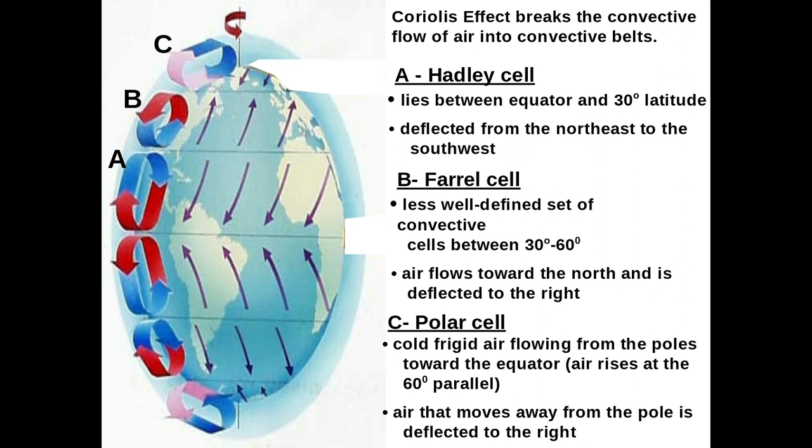Then there is the polar cell, which is marked by C here. The polar cell is characterized by cold, frigid air towards the 60-degree parallel latitude. And typically here, air moves away from the pole and is deflected to the right.